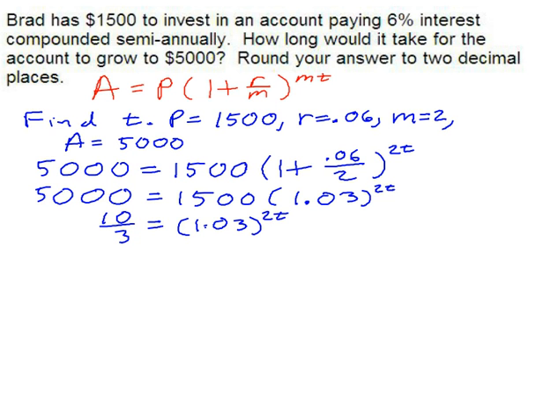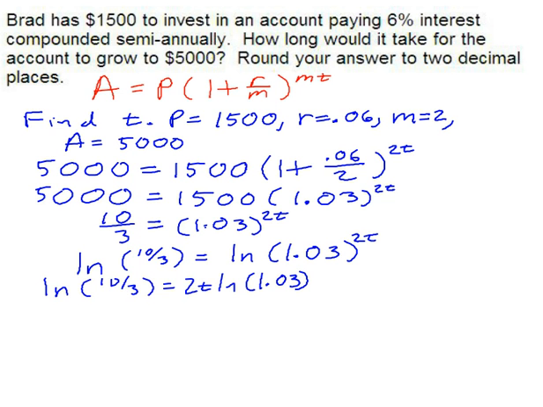Now that we got the exponential by itself, we take the log of both sides. Remember, it doesn't matter if we take the common log, the natural log, or the log with any base. So just for simplicity, let's use the natural log. Now that we take the natural log of both sides, we could use one of the laws of logarithms, which allows us to bring the exponent down to the front of the logarithm.